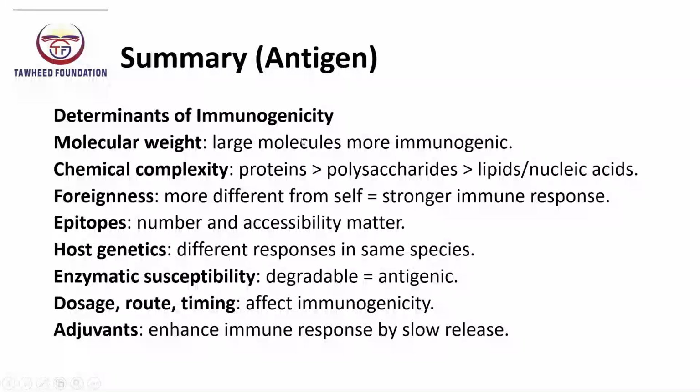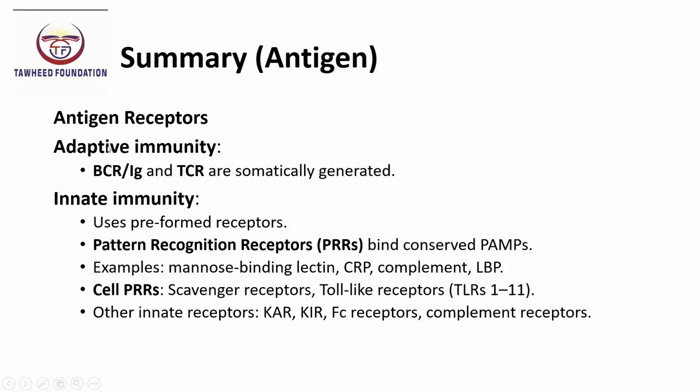Determinants of immunogenicity. It depends on several factors: molecular weight, chemical complexity, foreignness, epitopes, host genetics, enzymatic susceptibility, dosage, route and timing, and last is adjuvants. Antigen receptors, in adaptive immunity and innate immunity.